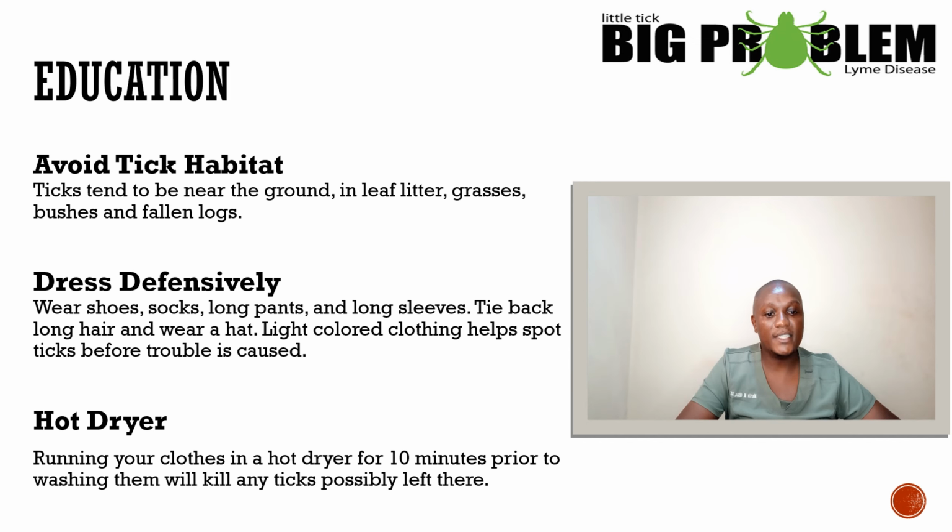So again, light-colored clothing. Light-colored clothing helps spot ticks before trouble is caused. Ticks are dark-colored with black legs. So if you wear light-colored clothing, it helps you to spot those ticks before they can bite and cause trouble. Then hot dryer. What does it mean? Running your clothes in a hot dryer for 10 minutes prior to washing them will kill any ticks possibly left there. So hot drying is very, very good for 10 minutes before you wash them.